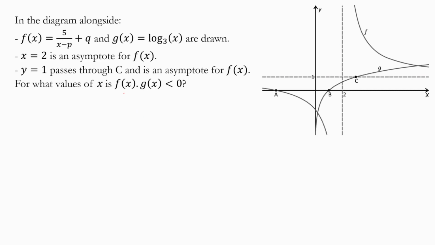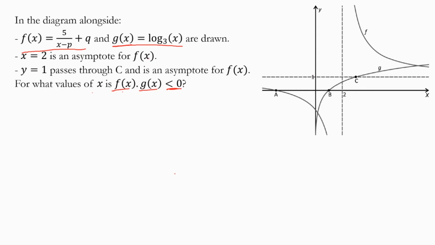In the diagram alongside, f(x) = 5/(x − p) + q, and g(x) = log of x to base 3. x = 2 is the vertical asymptote of f(x), and y = 1 is the horizontal asymptote of f(x), and it passes through C. For what values of x is f(x) times g(x) less than 0?